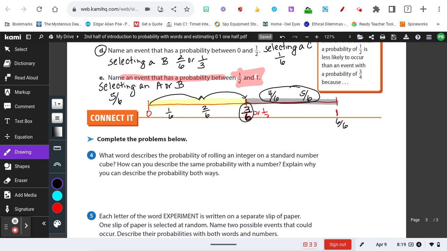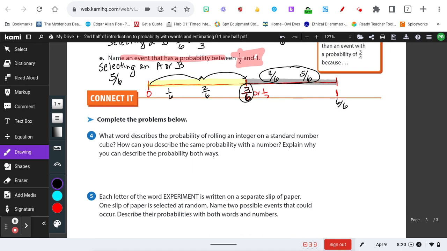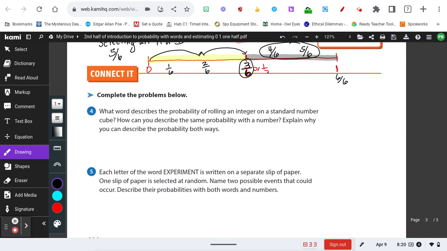All right, let's take a look at 4. Guys, it will tell you on E, you could have put selecting an A or C. That's 4/6. What word describes the probability of rolling an integer on a standard number cube? Well, an integer is just a regular number, and all of them are regular numbers, so the word to describe that would be certain. You're going to get an integer. How can you describe the same probability with a number? If it's certain, it will be 1 as a number, or 100% as a percent, guys.